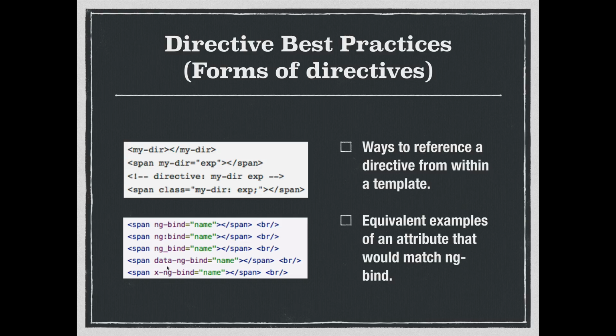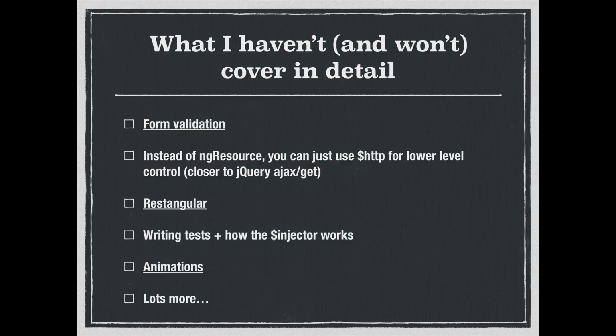But these are all the different forms. You can do ng dash bind, ng colon bind, ng underscore bind. You can do all these different things. Part of it is going to be style, and part of it is if you need it to validate. AngularJS isn't going to choose for you. It's going to give you a lot of options and you can whittle down those choices yourself.